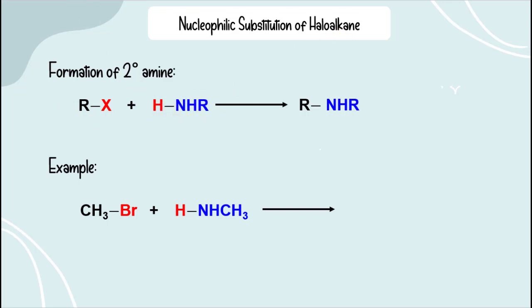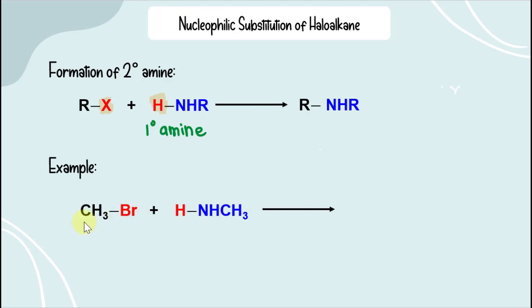Okay, so here we have a primary amine. In this reaction, our primary amine will lose one of its hydrogens on the nitrogen. The hydrogen must be on the nitrogen, and also the haloalkane, as usual, will lose its halogen group, and then we just combine the structure, we will get a secondary amine.